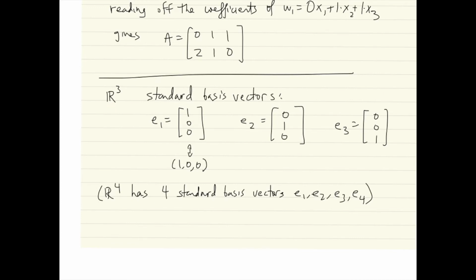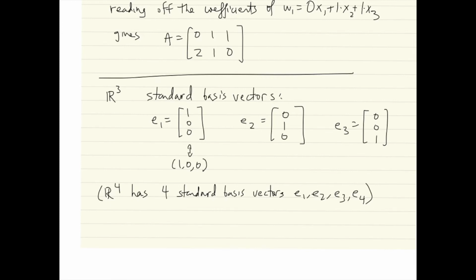The standard basis vectors are denoted E1, E2, and E3, and when written as column vectors, they are (1, 0, 0), (0, 1, 0), and (0, 0, 1). And then, as usual, the column vector (1, 0, 0) corresponds to the n-tuple, in this case a 3-tuple, (1, 0, 0), and similarly for E2 and E3.